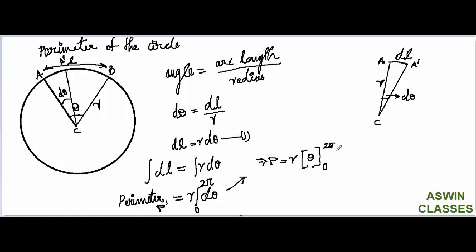Now you have to substitute first the upper limit, which will give you, instead of theta, 2 pi, minus, for the lower limit you put 0, which is equal to r times 2 pi. Therefore the perimeter of any circle of radius r is equal to 2 pi r.